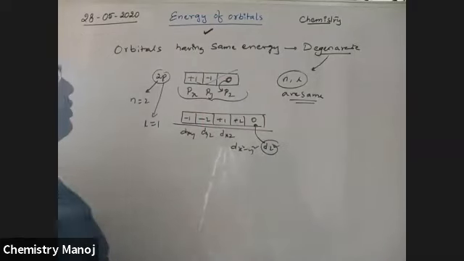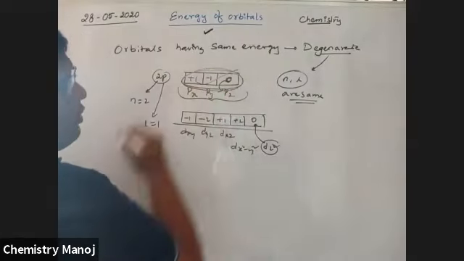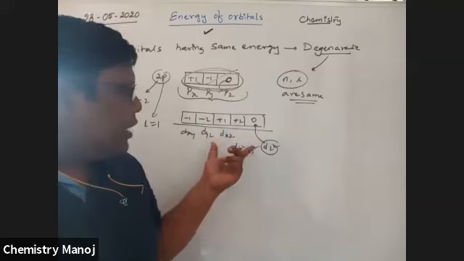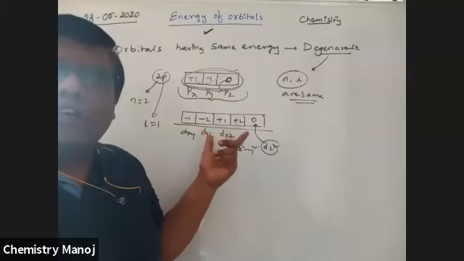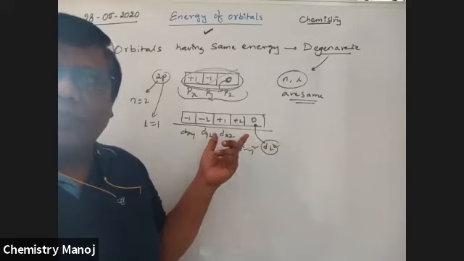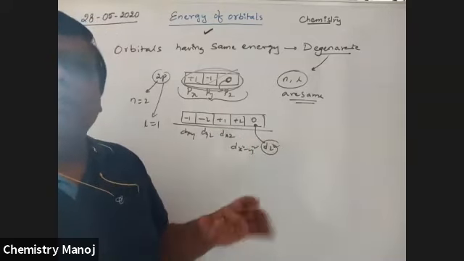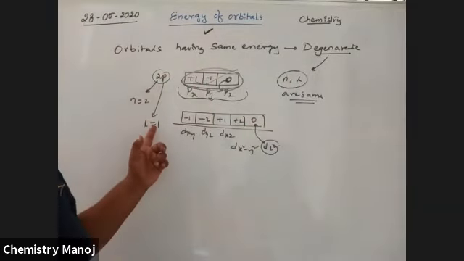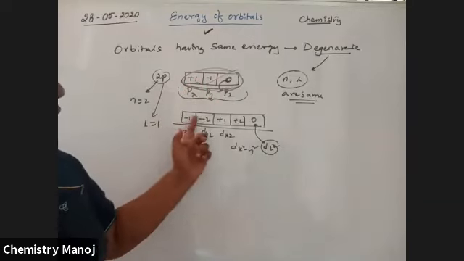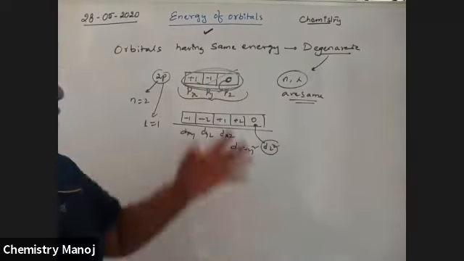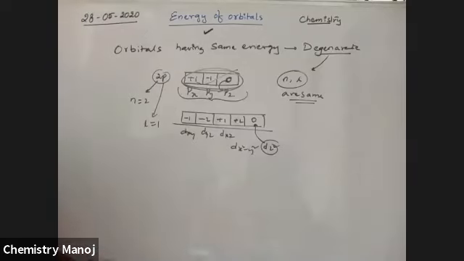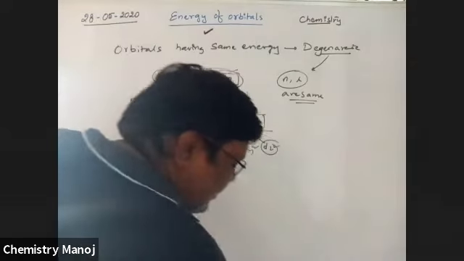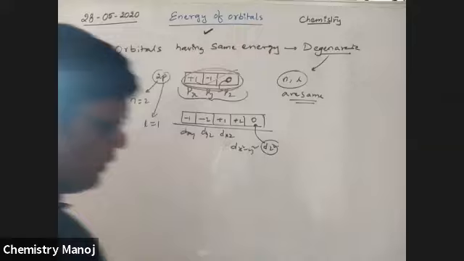Three orbitals having the same energy are called threefold degenerate orbitals. P orbitals are threefold degenerate. D orbitals are 5 orbitals having the same energy, so they are called fivefold degenerate orbitals. So orbitals having the same energy are called degenerate orbitals. They have the same n value, same l value, but different m values. Now I am going to explain the degeneracy for the single electron system and for the multi-electron system.